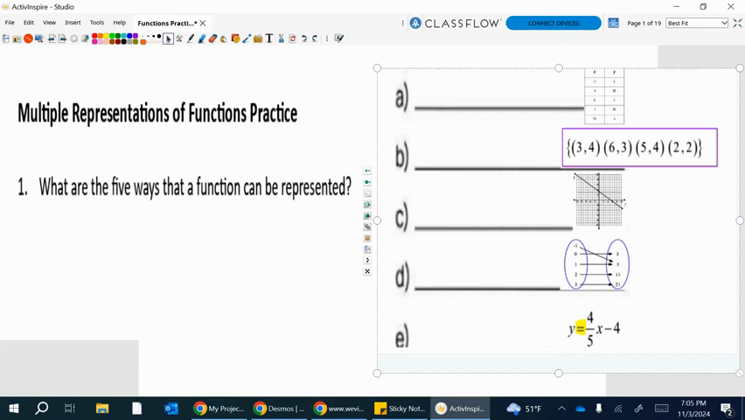Hi everyone, this video is going to review the functions practice number 1. Okay, question number 1 says, what are the 5 ways that a function can be represented? So I put some pictures here to help us.